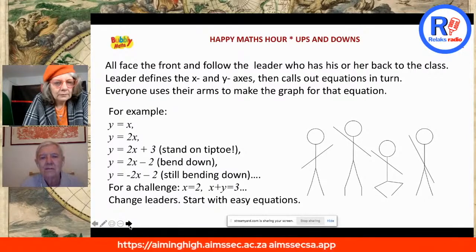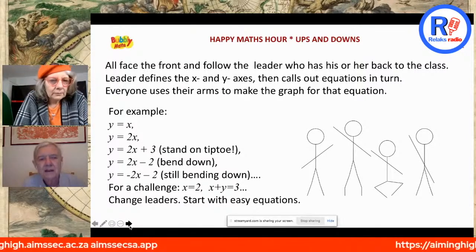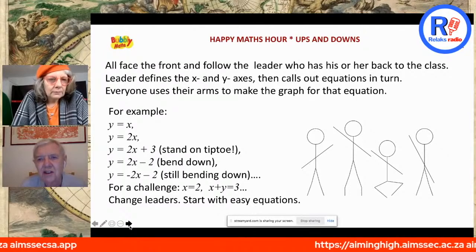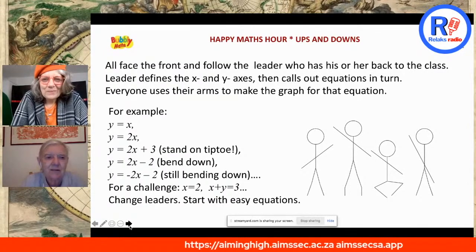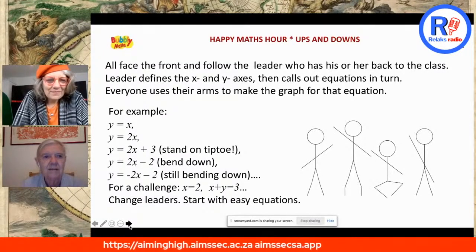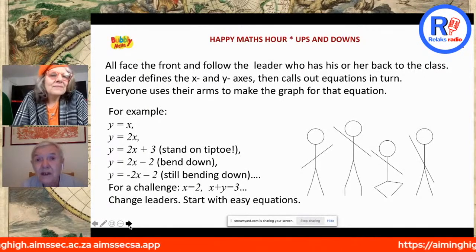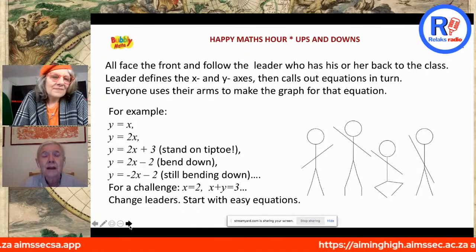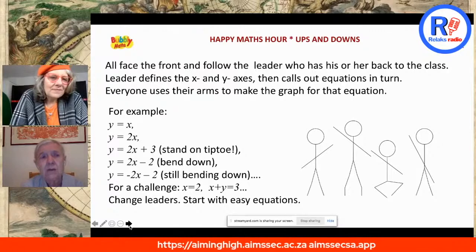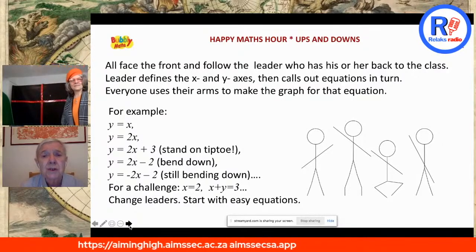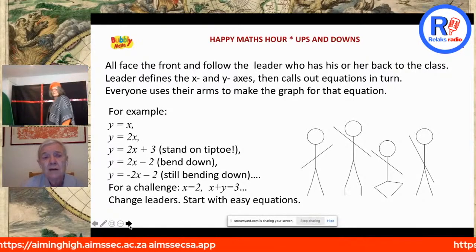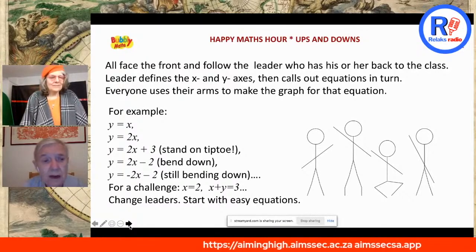It gives them a chance to get rid of some of that fidgetiness that children have. It's not easy for them to sit still for a long time. And they're learning something while they're doing this activity. The idea is you need some space for this. And so if you're a teacher, you could take your class outside. You don't need to write anything down.